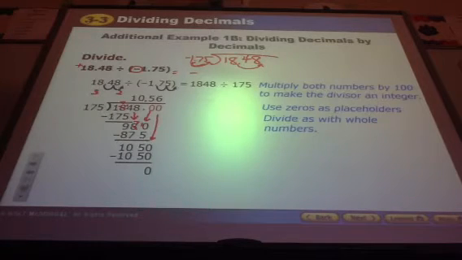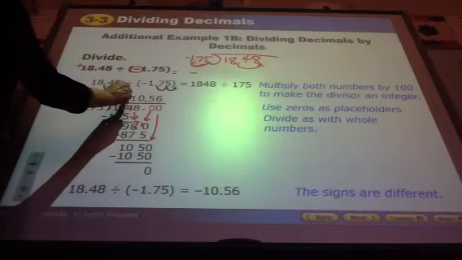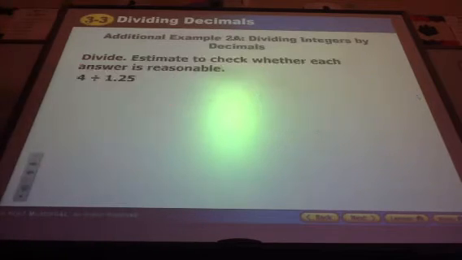And so it's 10 and 56 hundredths, and the answer is going to be negative because it's positive divided by negative. So you could just put your negative there and here's your answer. There it is down here.